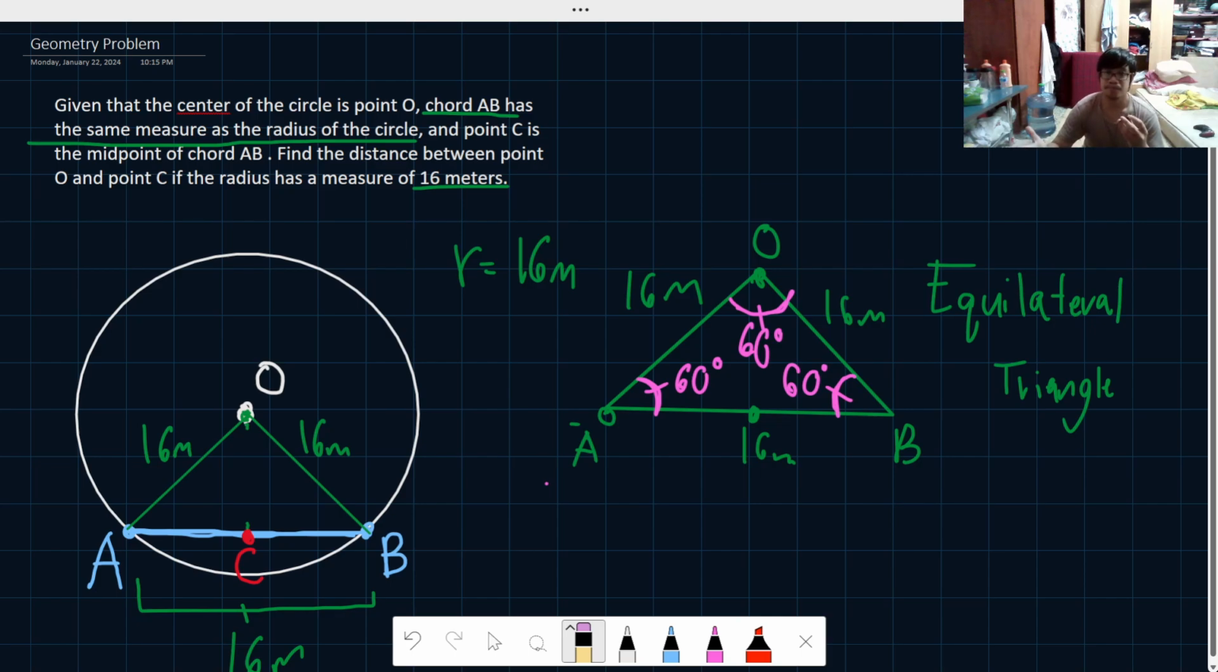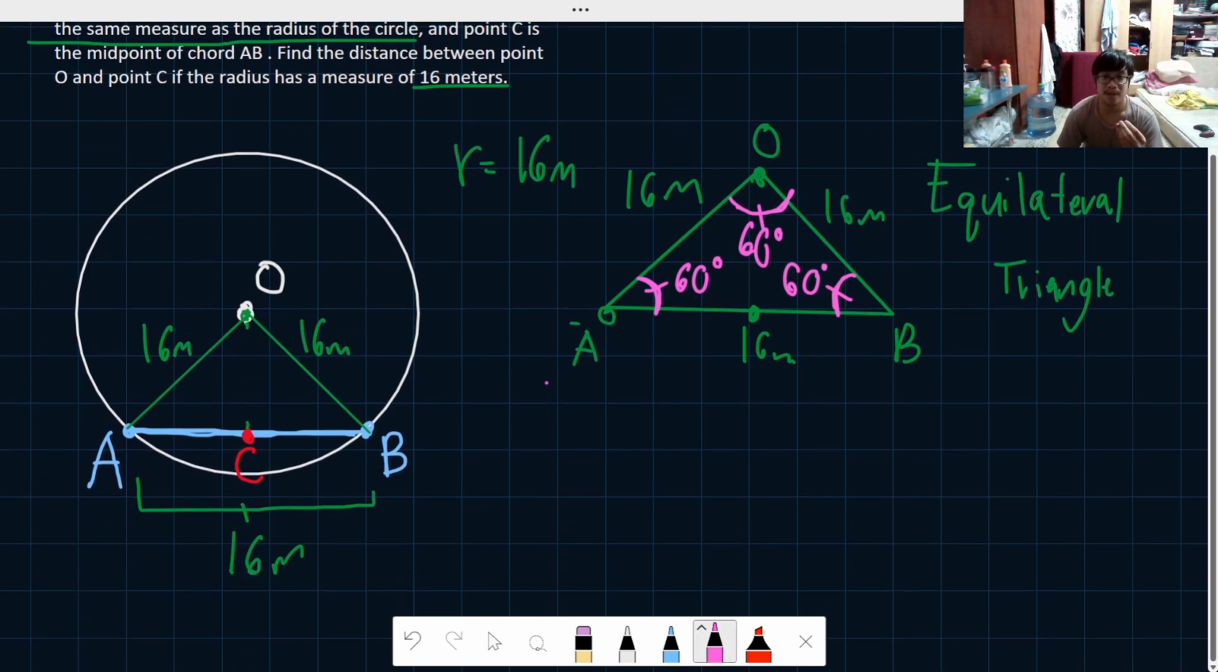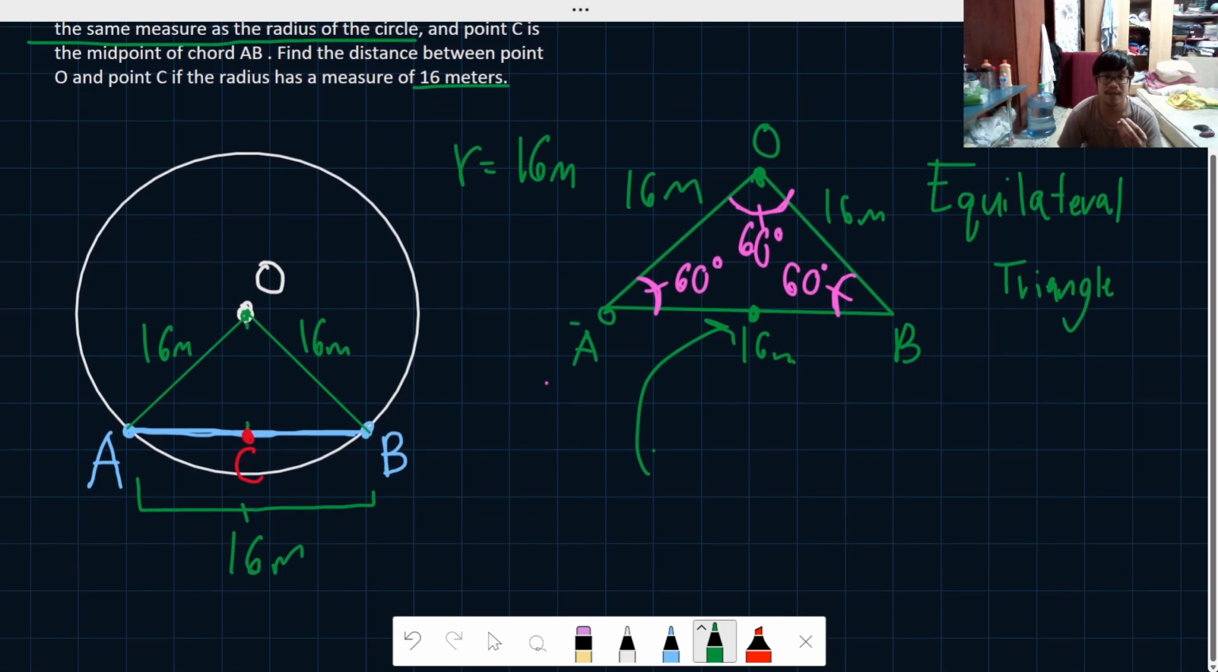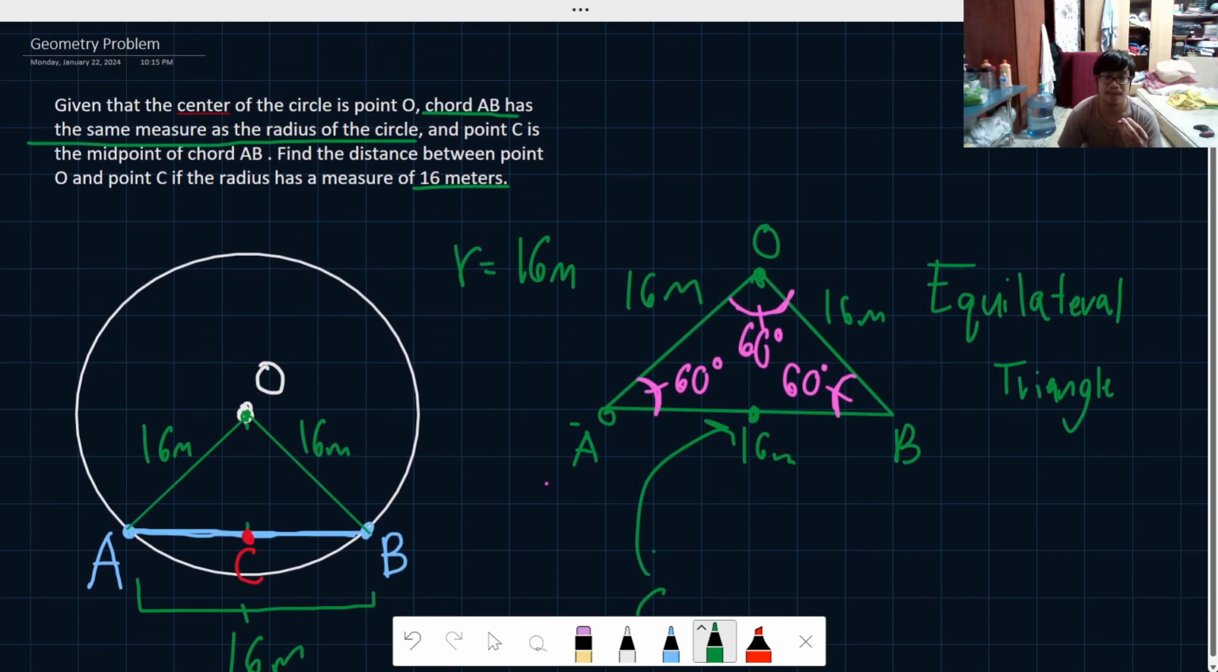Okay, so what of it? We know that all sides are the same and its interior angles, to be particular, are the same. So what of it then? What of it if they are the same? Now, here's the thing. What we can do here is remember that point C is here, right? Which is the middle of A and B.